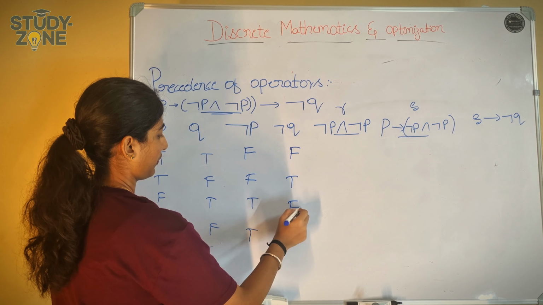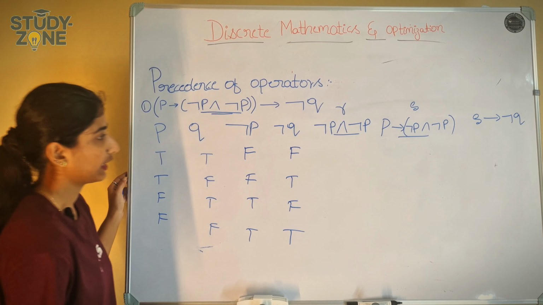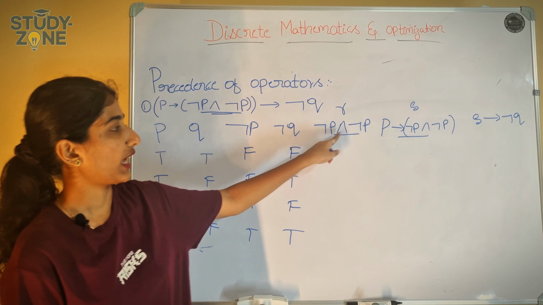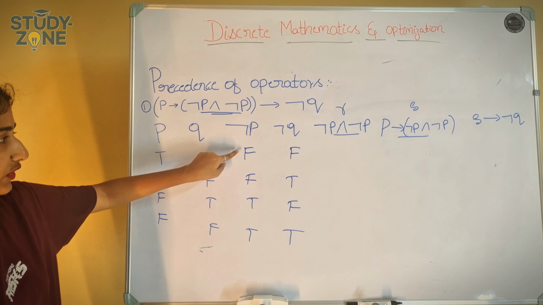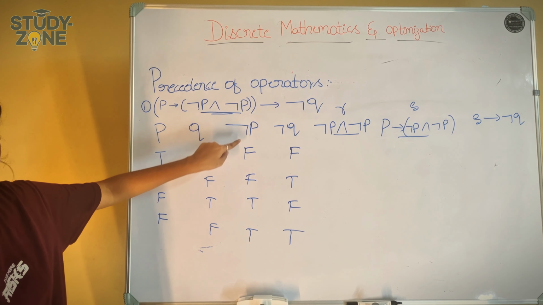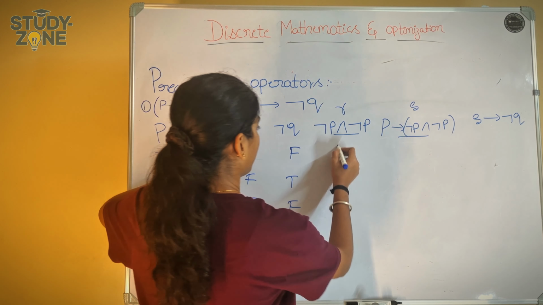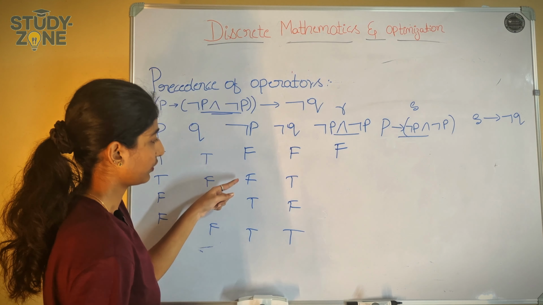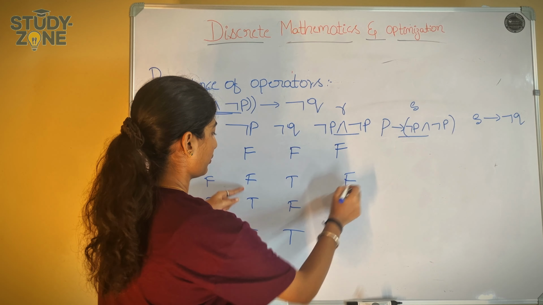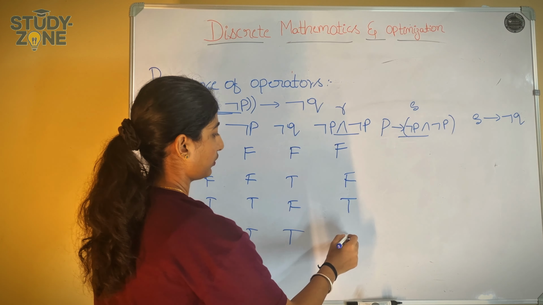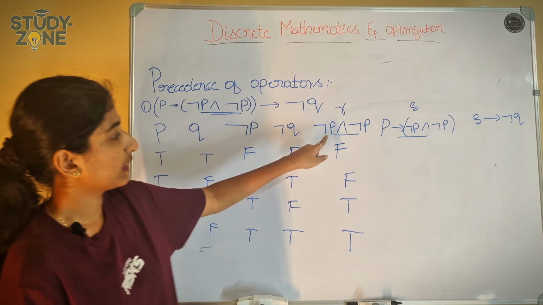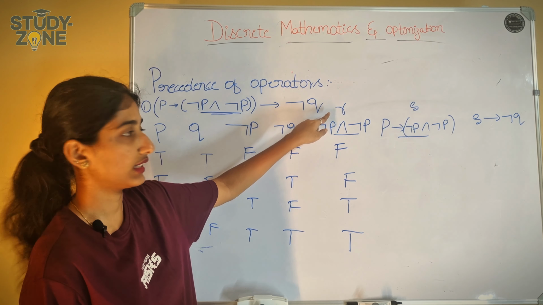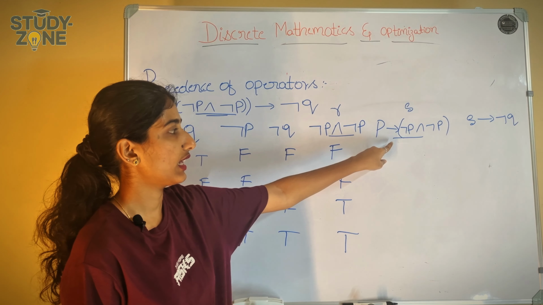True, false, true, correct, and then not P and not P. So we have to just check this thing. False into false, what will happen? False. False into false, false. True into true, true. True into true, true. Correct. And then take this as R and then S.